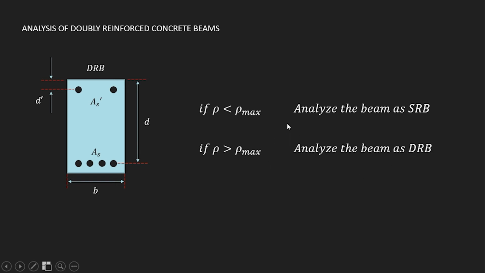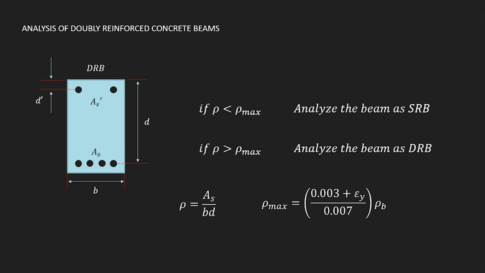Kasi magkaiba guys yung pag ina-analyze yung singly and doubly. So yung singly, ika-consider natin is yung As. Pero for doubly, ika-consider natin yung As prime. And yung rho natin na kukuha yan, that is As over bd. And for rho max, yung gagamitin natin now is itong value na 0.003 plus yield strain epsilon y all over 0.007 times rho balance. So, hindi natin guys gagamitin yung 0.75 rho balance kasi galing yun sa old NSCP or sa NSCP 2001.